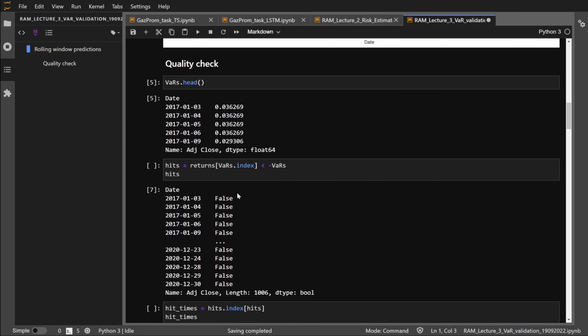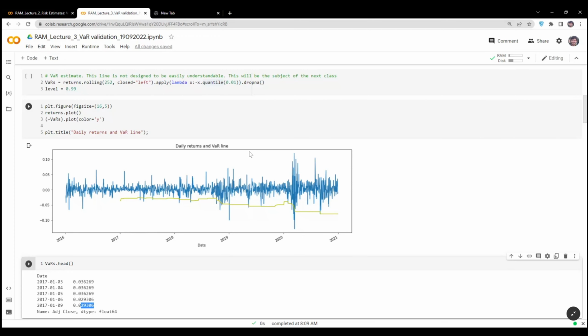But the question that we can formulate is how many days with severe losses is okay to observe in order to say, okay, this number of hits and this number of critical days are in line and consistent with my expectation that the probability of observing such a day is, for example, 1%.